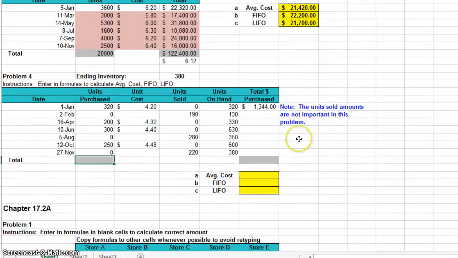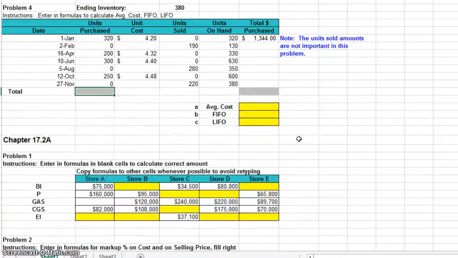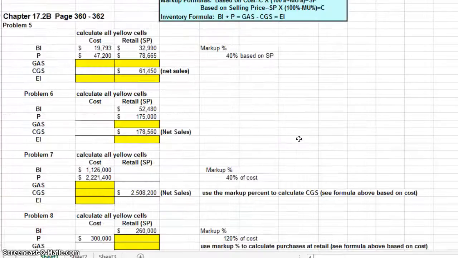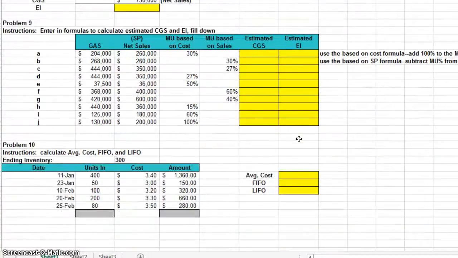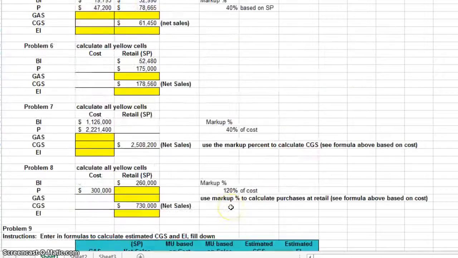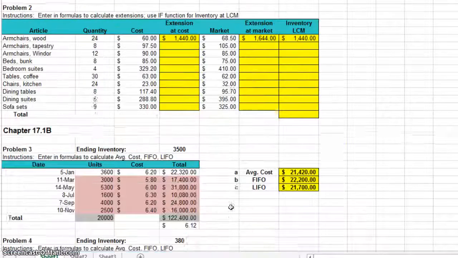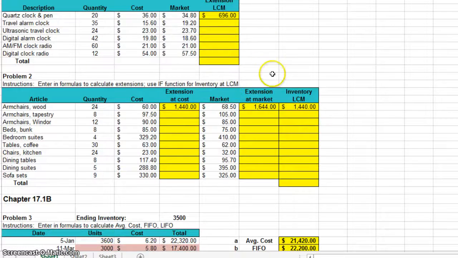So that is the discussion on LIFO, FIFO, and average cost. And just one more suggestion here. If you scroll all the way to the bottom of this spreadsheet, you'll find one more problem dealing with average cost, FIFO and LIFO, right at the bottom of the spreadsheet. It's problem number 10. So you might want to do that problem while everything is fresh in your mind. So this concludes our discussion on average cost, LIFO, and FIFO.